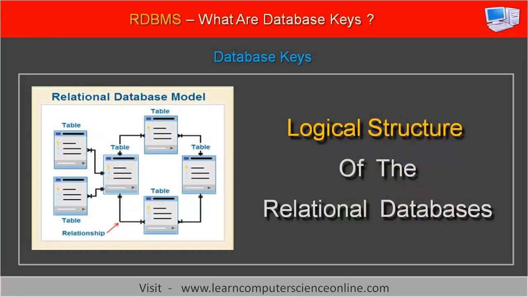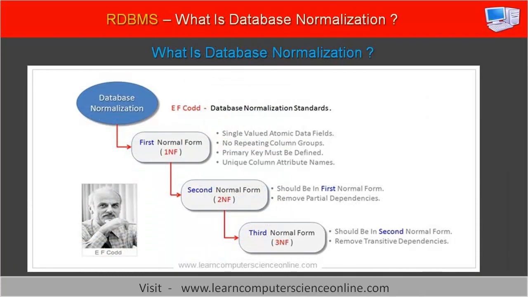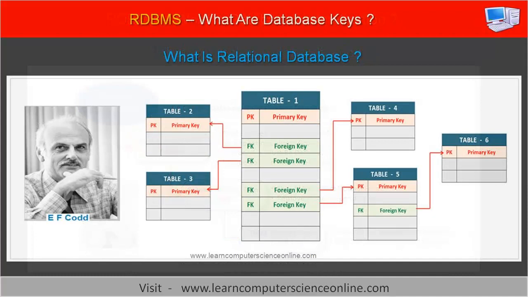So, let us first start with a brief introduction to the relational database. The concept of database key is related to the relational database model. The relational database model was invented and proposed by British computer scientist E.F. Codd. He also proposed the concept of database normalization. The database key is an important feature of the relational database. In a relational database, the logical structure of the database is viewed as a number of interrelated tables. The database designers use the database keys to define and establish the relationship between the tables during the database normalization process.